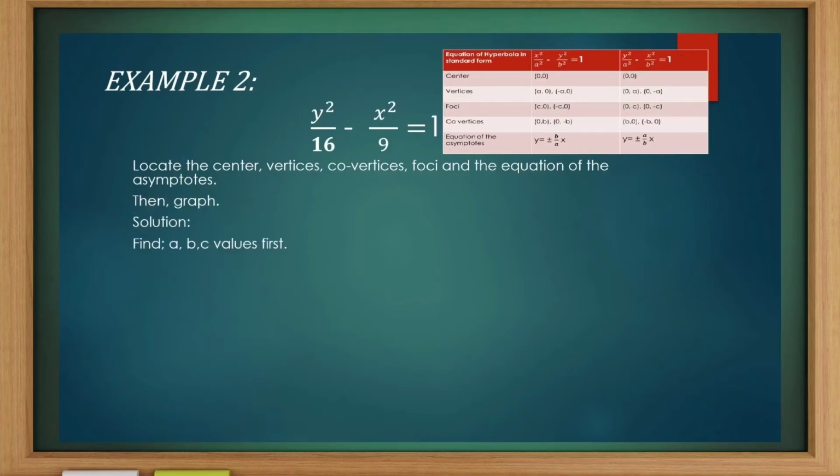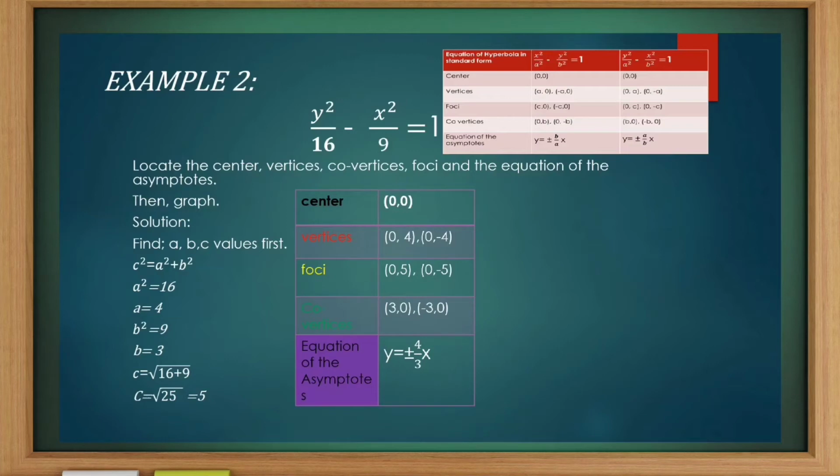Solution: find first the value of a, b, and c using this formula, and we know that a squared equals 16, so to find a, we have 4. Then b squared equals 9, so b is 3. Then substitute the value of your a and b, so we have c equals square root of 16 plus 9, therefore c equals 5. Then after that, make a table for the center, vertices, foci, co-vertices, and then the equation of the asymptotes.